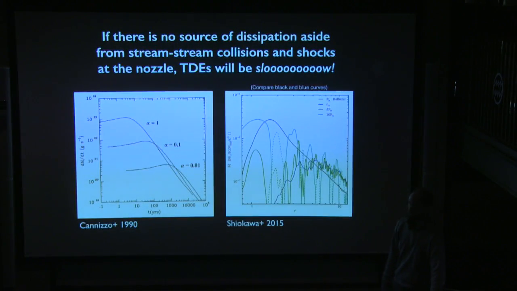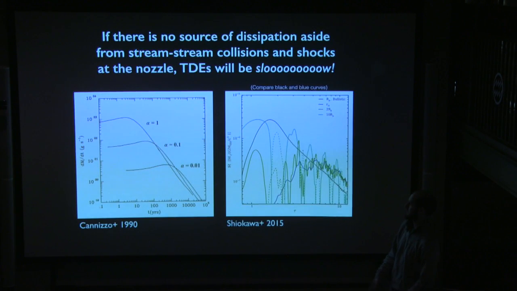So if there is no additional source of dissipation, then tidal disruption events are slowed down by orders of magnitude potentially. On the left I'm showing just a simple calculation from Cannizzo where we start with a ring at a certain radius and we let it viscously accrete onto a black hole for different alpha parameters. And you can see here that things that are started out, say, at the tidal radius are accreting onto the black hole on timescales of a decade or 100 years, so extremely long timescales.